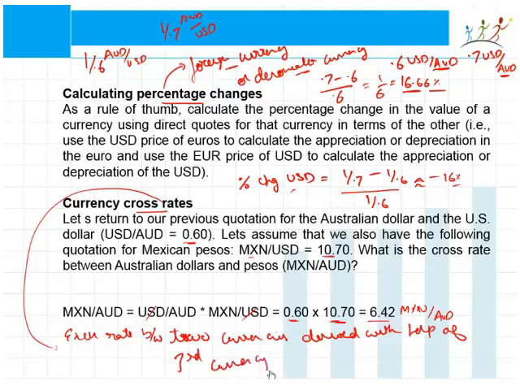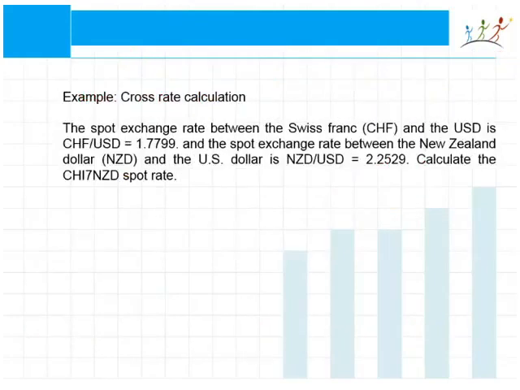In this case, the third currency is the US dollar that gets cancelled. So we'll do one more example. The spot exchange rate between the Swiss franc and the USD is 1.7799, and the spot exchange rate between the New Zealand dollar and the US dollar is 2.2529. Calculate the CHF to NZD spot rate.